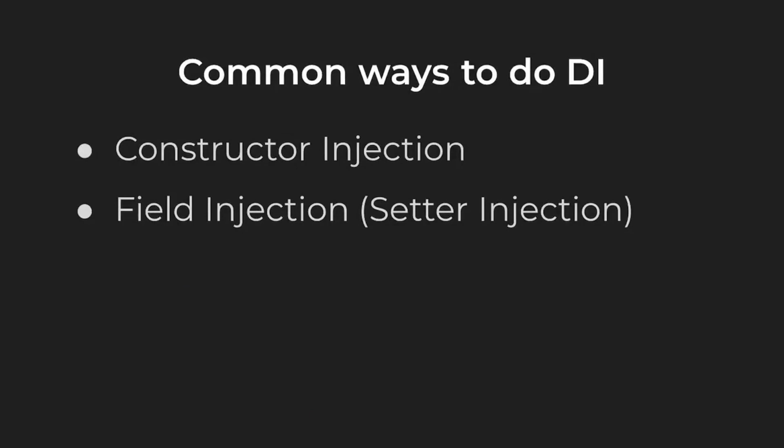Now I will talk about the most common ways to do dependency injection. The first one is the constructor injection. In this, we pass the dependencies of a class to its constructor. It is always preferred to use constructor injection wherever possible. So where constructor injection is not possible, like in certain classes such as activities and fragments, field injection is used. Here, the dependencies are instantiated after the class is created.